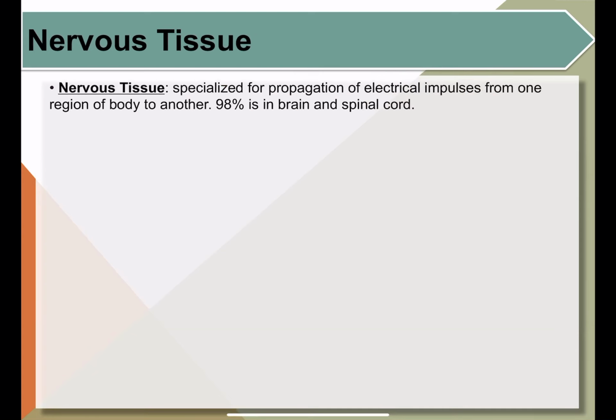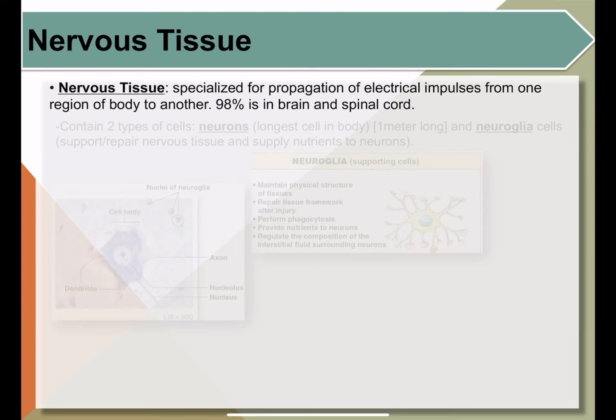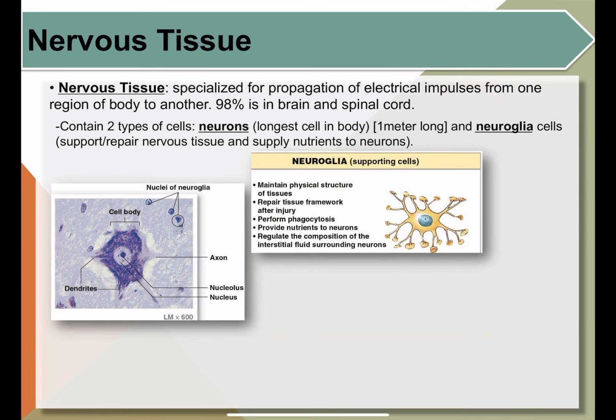The last main type of tissue is nervous tissue, and this tissue is the simplest of the four. There are only two main types of cells. There's no specific kinds or whatsoever like the muscle tissue. There's just two main types of cells, which are neurons and neuroglia cells. This type of tissue is specialized for propagation of electrical impulses from one region of the body to another.